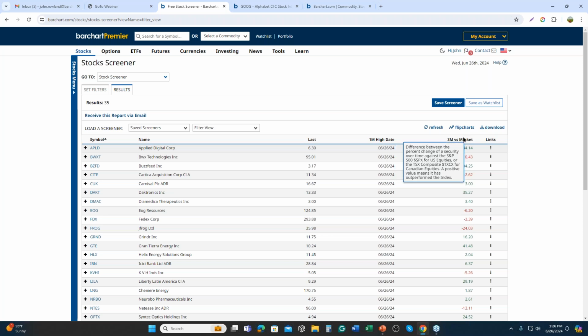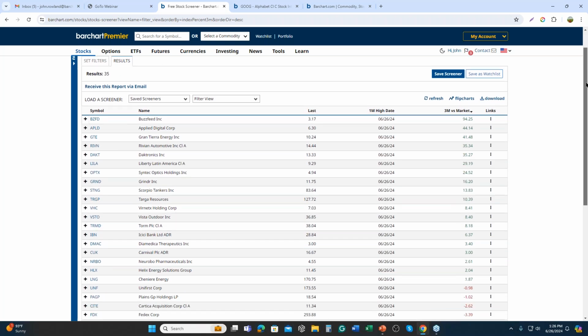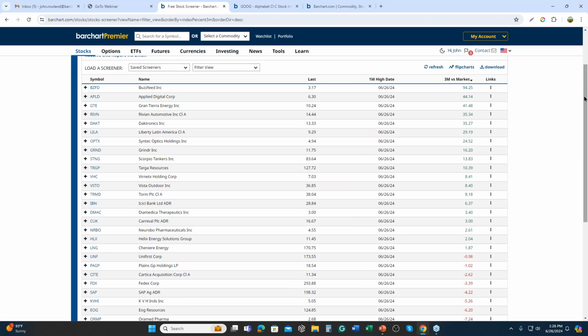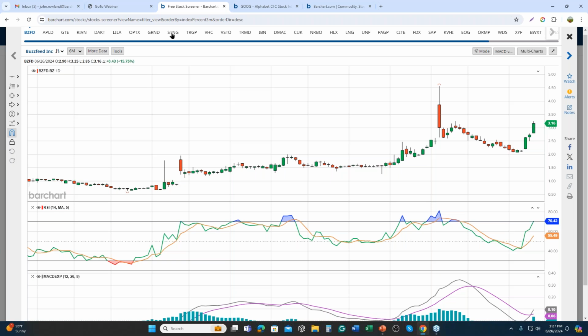So what I might do here is sort this by the performance and say, okay, which one of these has been outperforming the S&P over the 3-month period. And again, notice that we see a couple of names that are more typical, or more in the news recently. Applied Data Corp, Rivian was another stock that gapped today on news. But let's go to this one, Scorpio Tanker. And so I'm going to go to my flip charts. And here it is, Sting.